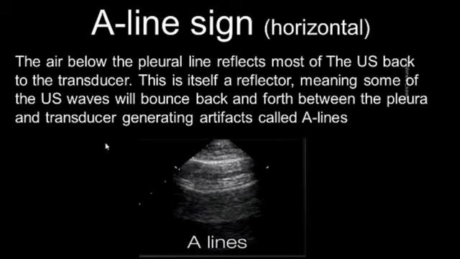A line sign. This is normally present. A lines come from air. The air below the pleural line reflects most of the ultrasound back to the transducer. This itself is a reflector, meaning some ultrasound goes back between the pleura and transducer, generating an artifact called the A line. The A line is a horizontal line present below the pleural line, resulting from air reflection of the ultrasound wave.